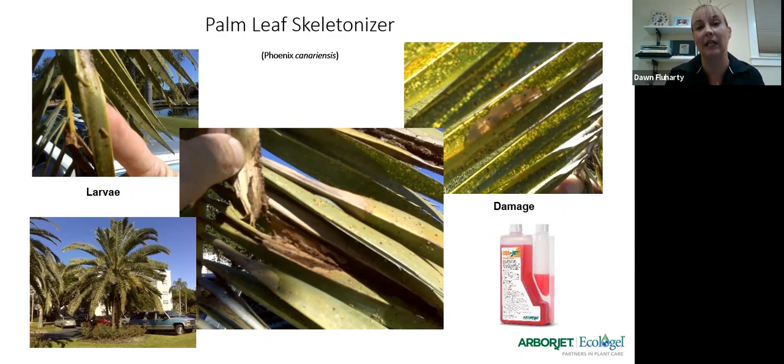So again, metocloprid works great on this one. When they're actively feeding, trunk injection is the best way to get it in. If you have it in the area, you kind of hang on with soil drenches of metocloprid.